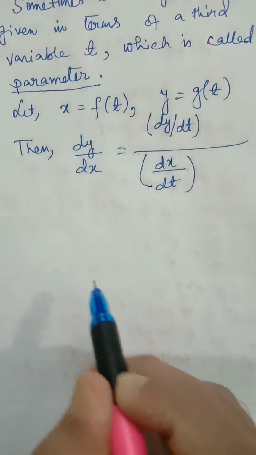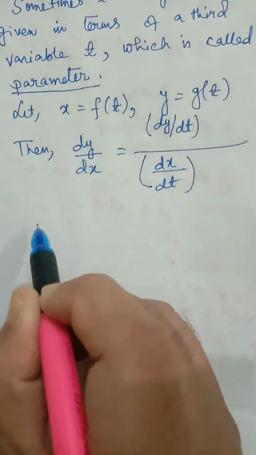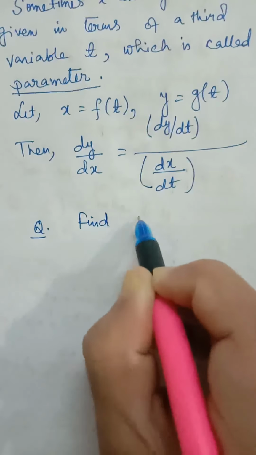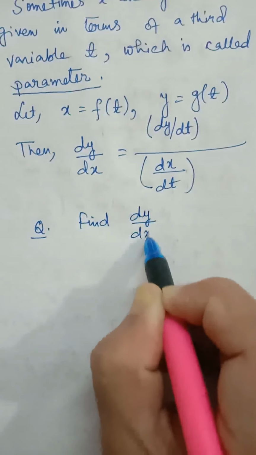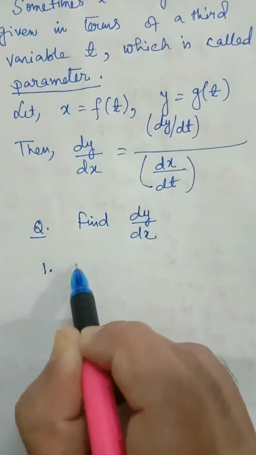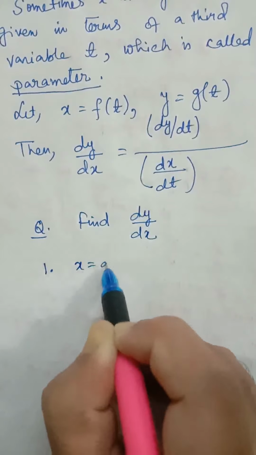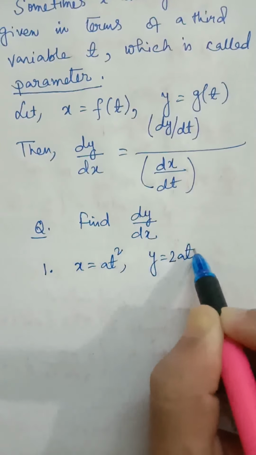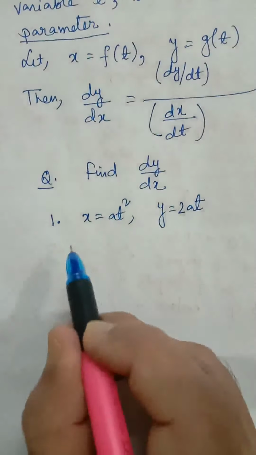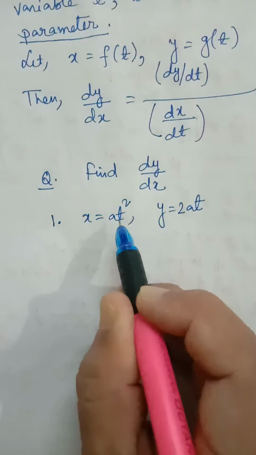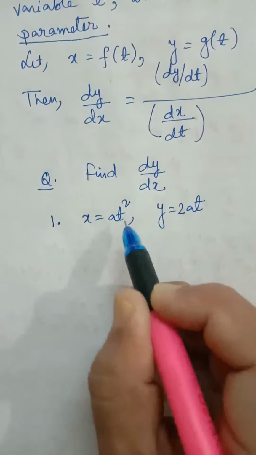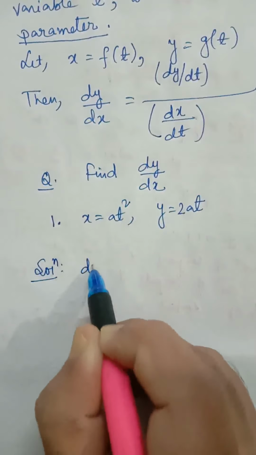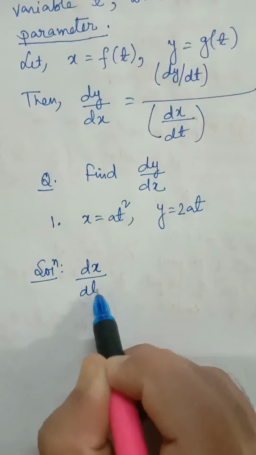Now I will find derivative of some simple parametric functions. Suppose we have to find dy by dx, given x equal to at square and y equal to 2at. So x and y are given in terms of t. Here t is the parameter, t is the third variable. So what we have to do? We have to find dx by dt. We have to differentiate x with respect to t.